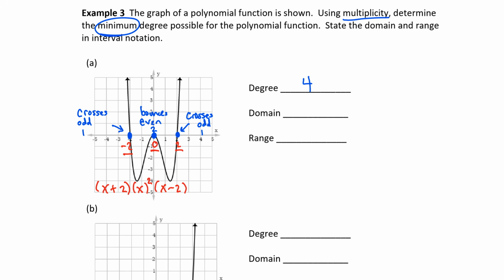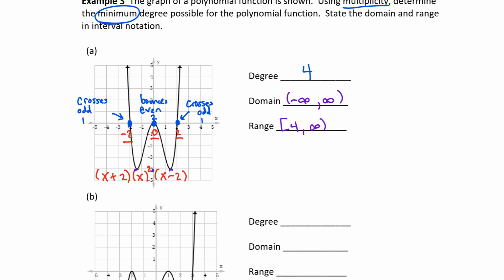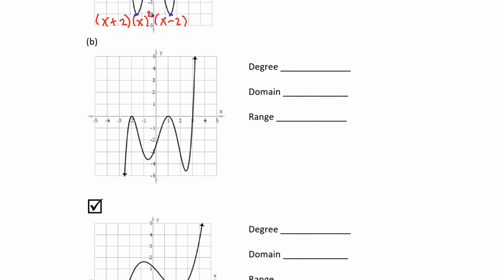Now, as is true for all polynomials, the domain of this polynomial is negative infinity to infinity, and the range goes from the lowest y value, which in this case is 4, up to infinity. Okay, we better practice that again because that's a lot of information.